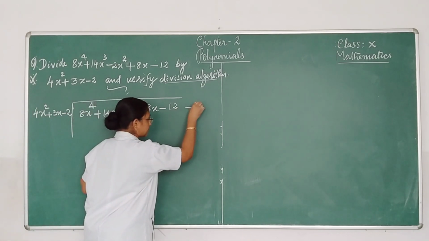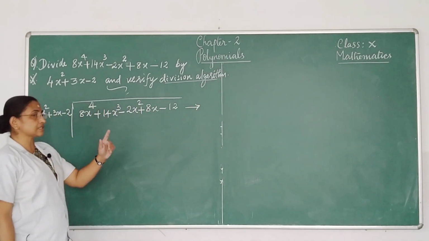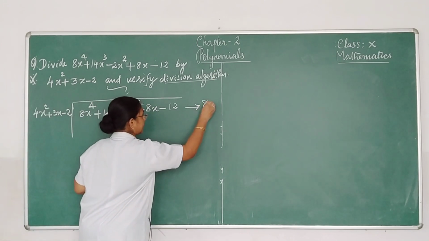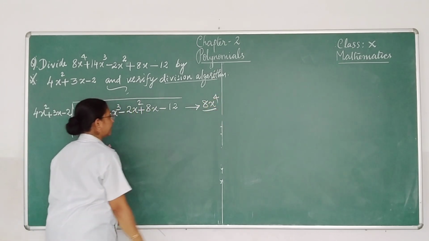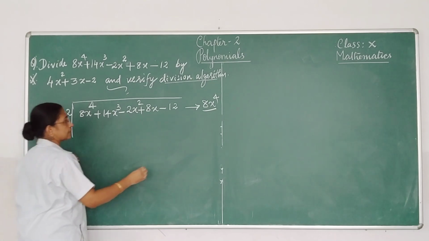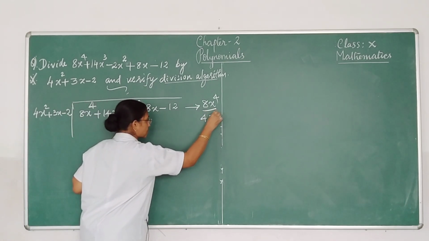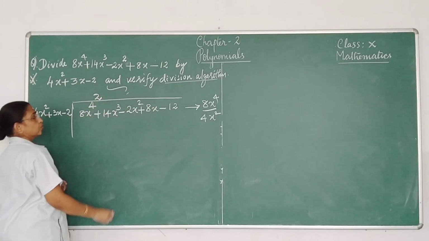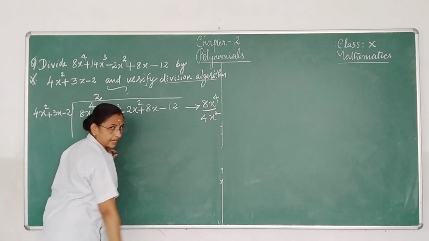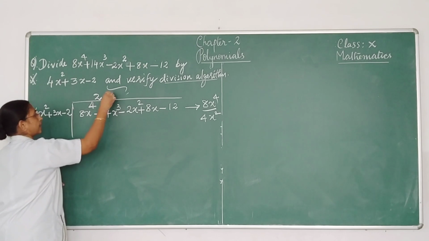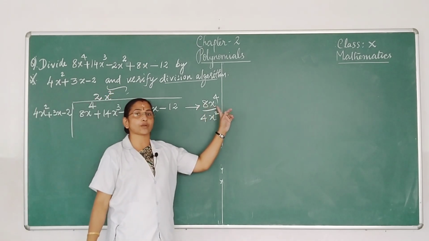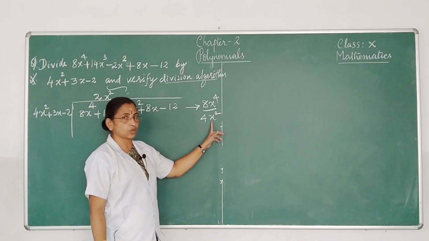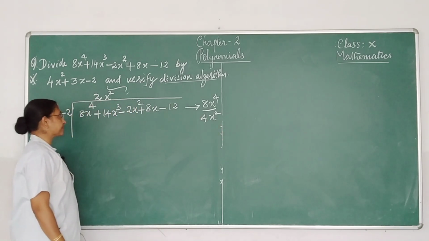Okay, we can find the first term of the quotient. The first term of the quotient you will get from here itself. The first term of the dividend is 8x raised to 4. That you need to divide with the first term of the divisor 4x square. What is 8 by 4? 8 by 4 is 2. X raised to 4 divided by x square is x square. Why? Because x raised to 4 means that there are 4 x's in it, and x square means 2 x's, so 2 x's will get cancelled.